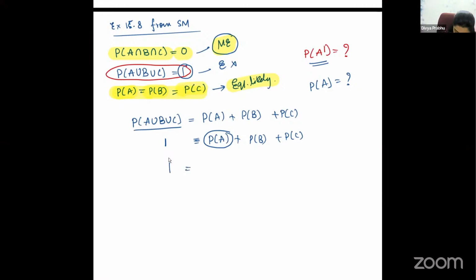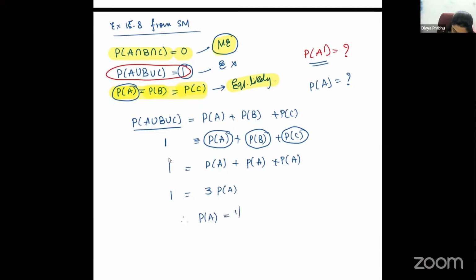So 1 is equal to P of A. I'll write this as it is. Can I write instead of P of B, P of A itself? Yes, because they are equal. Instead of P of C, can I write P of A itself? Again, they are equal. Correct? So 1 is equal to 3 P of A. And therefore, P of A will be equal to 1 by 3. I know that P of A is equal to 1 by 3. What will be P of A dash? 1 minus 1 by 3, which is 2 by 3. This will be P of A dash here.